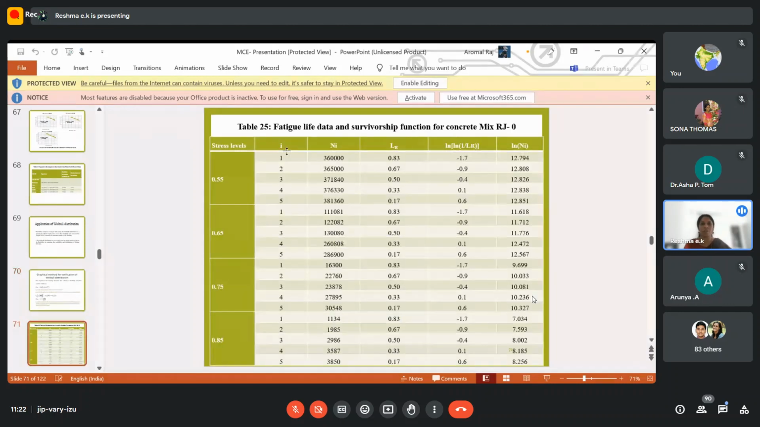Here I ordered the values as 1, 2, 3, 4, 5, and this is also in the same order only. The first one is the largest value, and similarly we have to arrange the rest. That is very important in fatigue analysis, arranging in this order. I get the LR value, calculated everything as per the formula, and there is a reason for this negative value also.